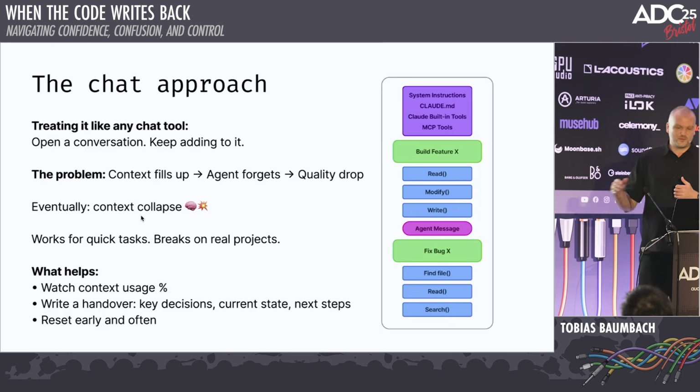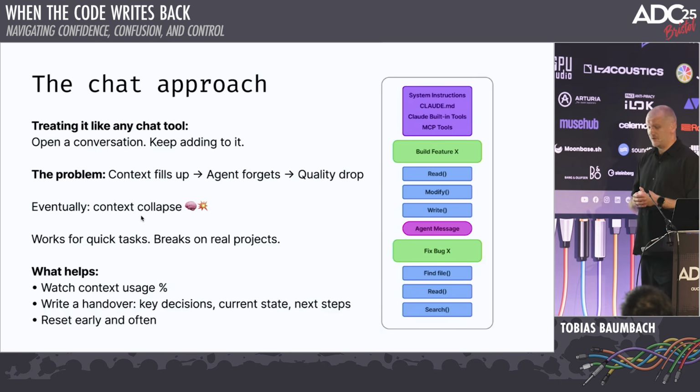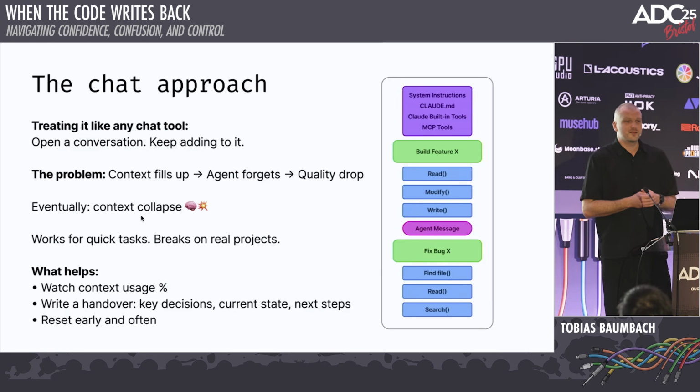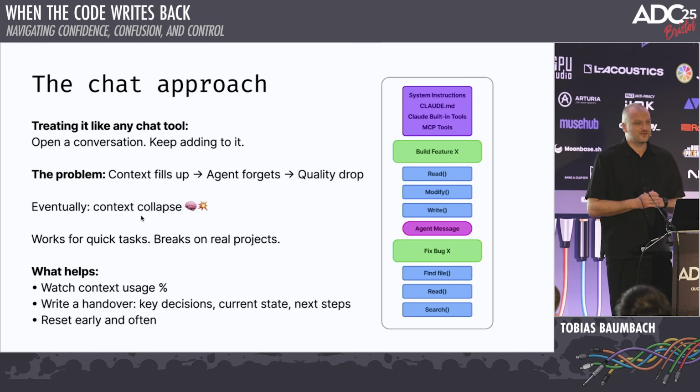usually over time, the quality of your context degrades. And this means also the quality of your results degrades. And eventually you're going to end up in a situation where Claude tells you, okay, let me try a simpler approach. And then you know you are at the wrong end. So you try to avoid this kind of situation where your context collapses.